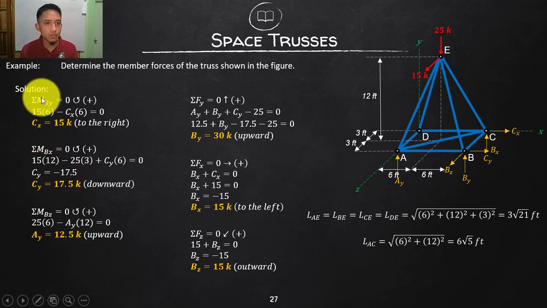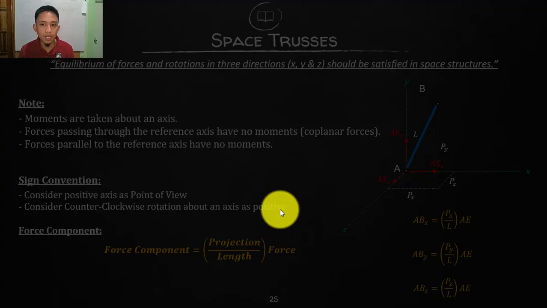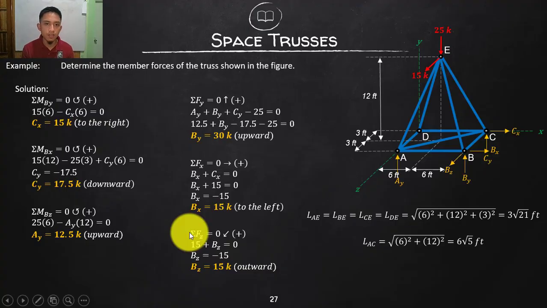So we'll start with summation of moment. You can consider a point and at the same time consider an axis. Again, go back to the assumption that forces passing through or intersecting that reference axis, meaning coplanar with that axis, have no moment. And of course forces parallel to the axis also have no moment. We will take advantage of this so that we cancel out most of the unknowns, so that we have a simple equation with one unknown at a time, an unknown in a single equation.